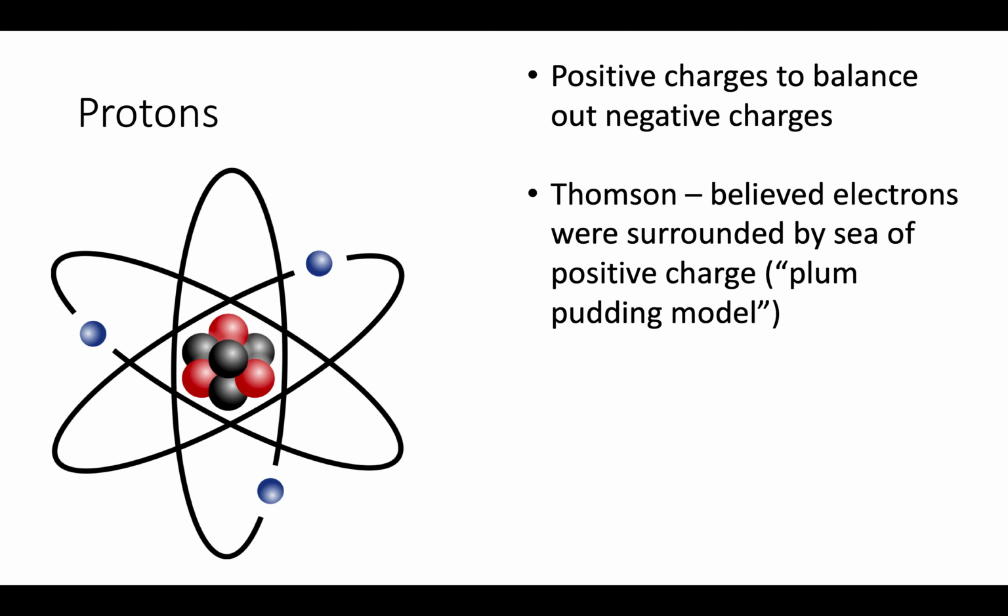So Thomson, the one who discovered the electrons, jumped right on it and decided to come up with his idea of how the positive and negative charges are dispersed throughout the atom. And he believed that the electrons were surrounded by kind of like a sea of positive charge, and what's known as his plum pudding model.